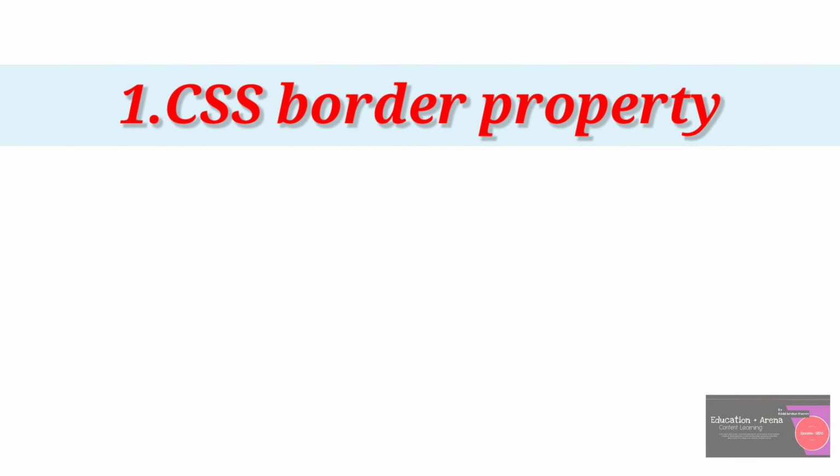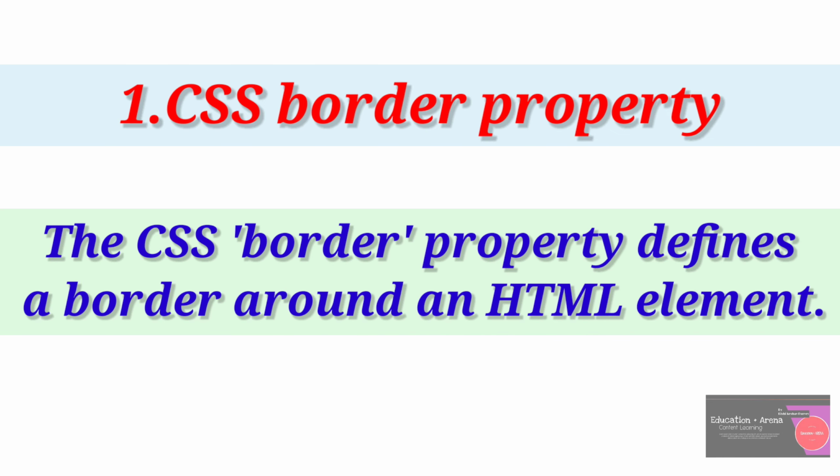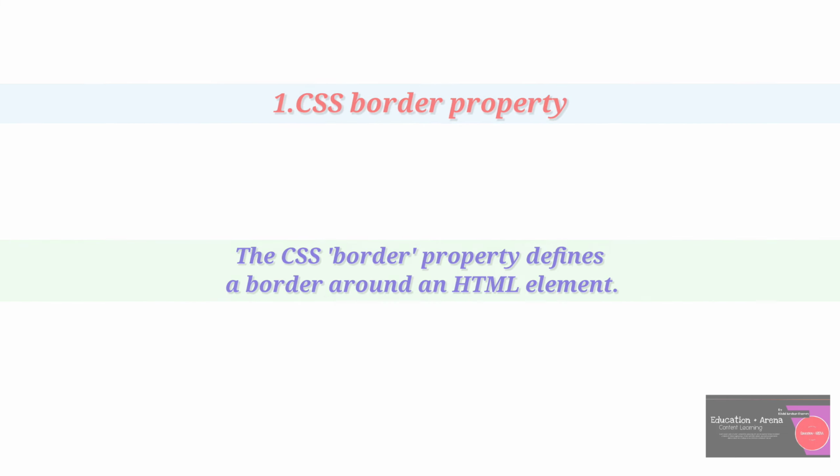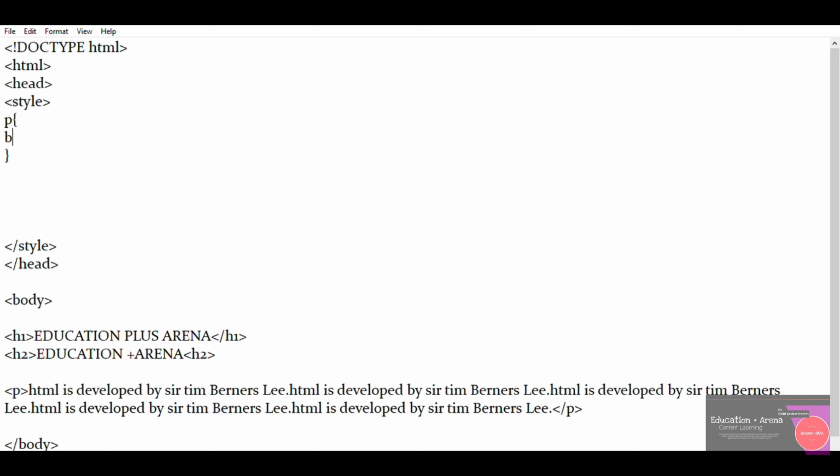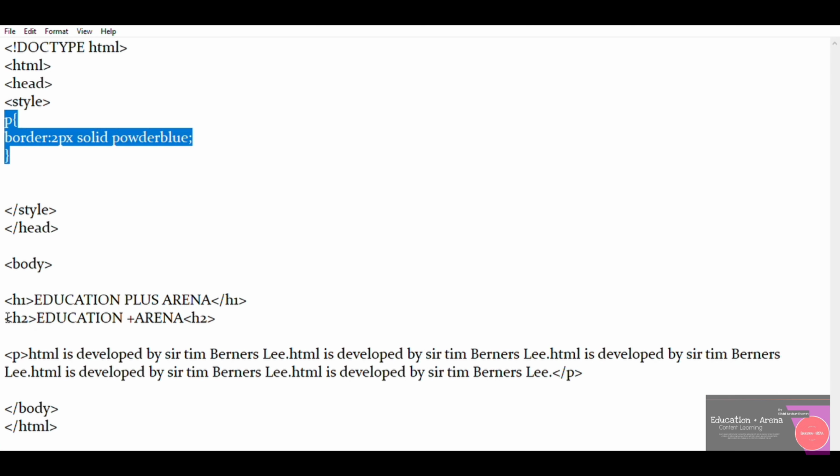So the first property is CSS border. The CSS border property defines a border around the HTML element. I will show you one example. Here I will write internal CSS for the paragraph within the style tag. I am giving the border 2 pixel, and for color I will give solid powder blue. So this CSS will give a style to this paragraph.